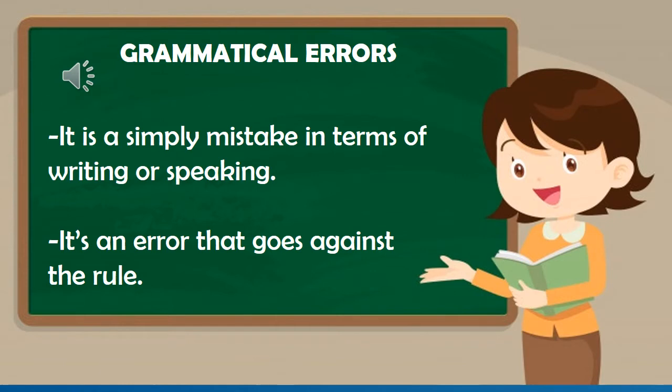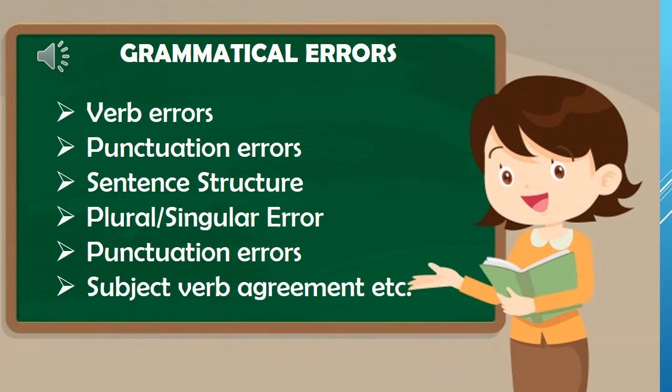Grammatical error, it is a simple mistake in terms of writing or speaking. It is an error that goes against the rule. Some examples of grammatical errors. First, we have verb errors, punctuation errors, sentence structure, plural or singular errors, and subject-verb agreement, and so on.